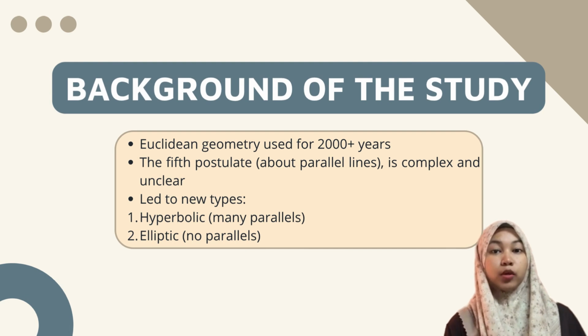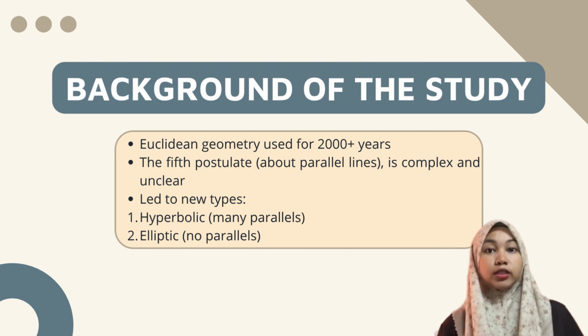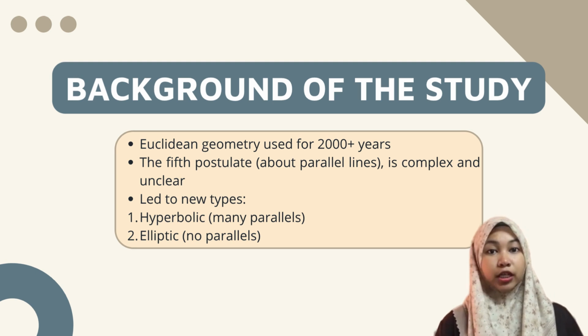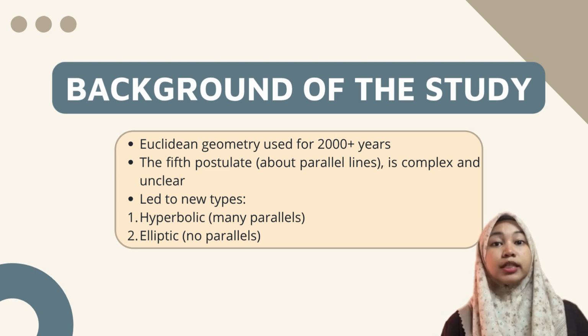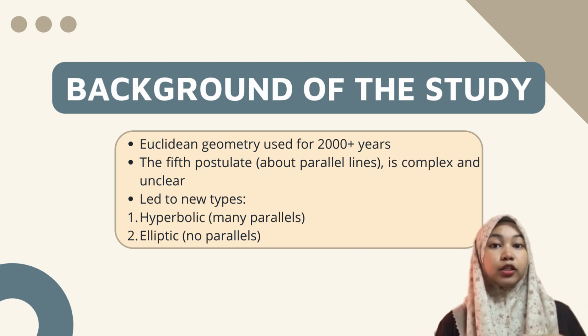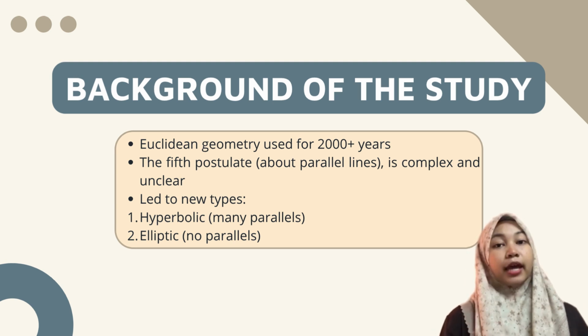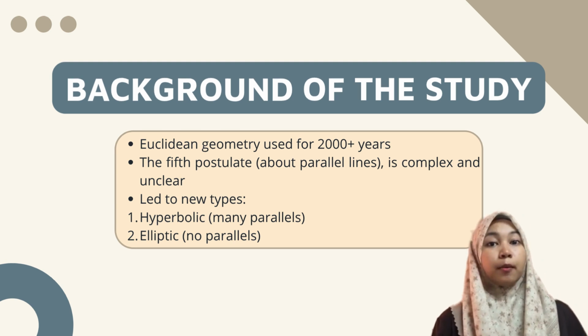So first, we will start with the background of the study. For more than 2000 years, Euclidean geometry was the main system used to understand shapes and space. But its fifth postulate about parallel lines was seen as more complicated than the rest. Because of that, mathematicians explored new ideas, and this led to the non-Euclidean geometries like hyperbolic, where many parallel lines exist, and elliptic, where there are none.